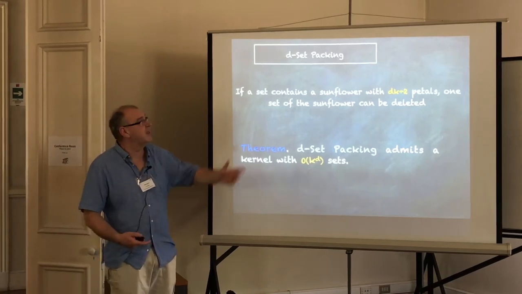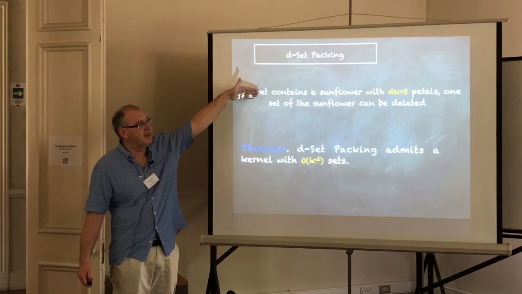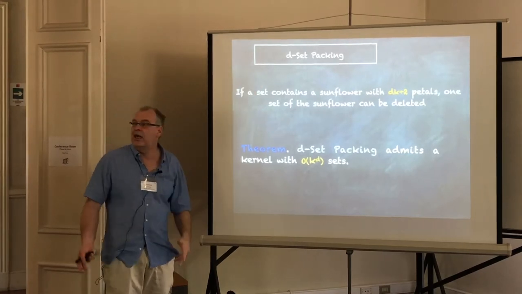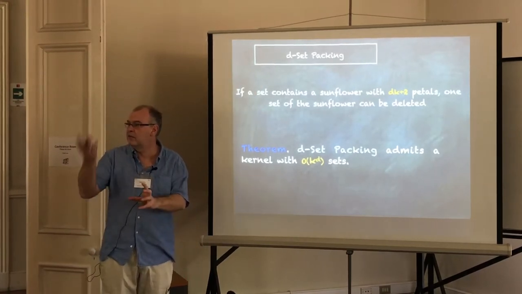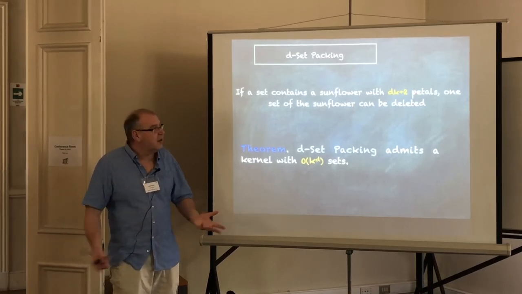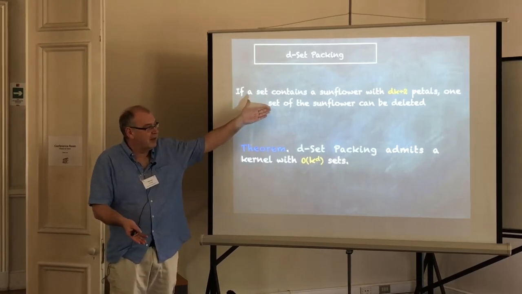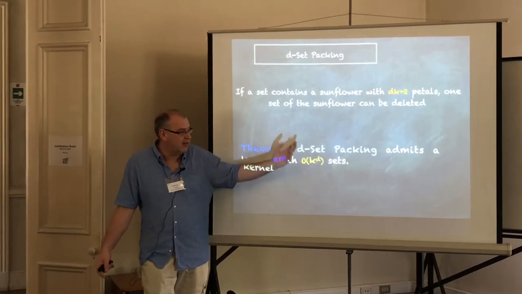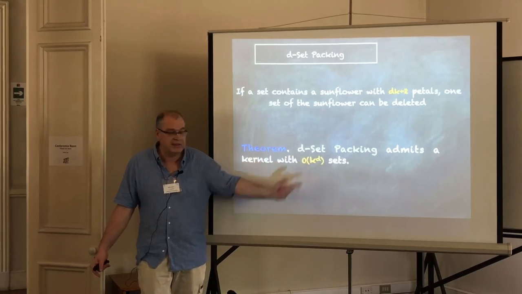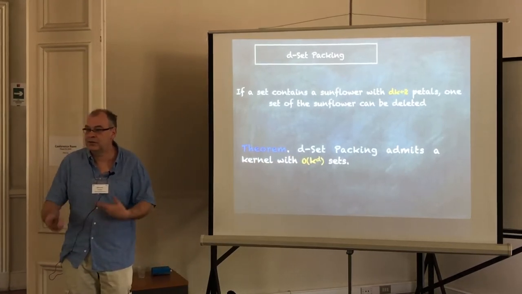So my reduction rule is: I find a sunflower, and if the sunflower contains more than d times k plus 2 petals, I just remove any set from this sunflower. Then I apply the sunflower lemma, and I know that this irreducible instance contains at most k to the power d sets.